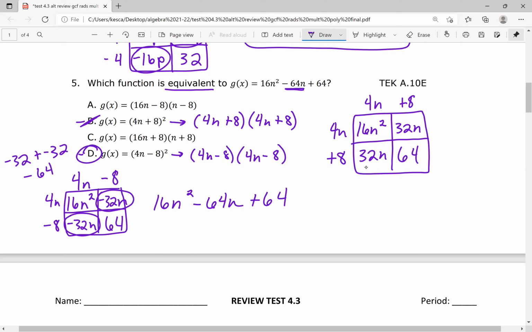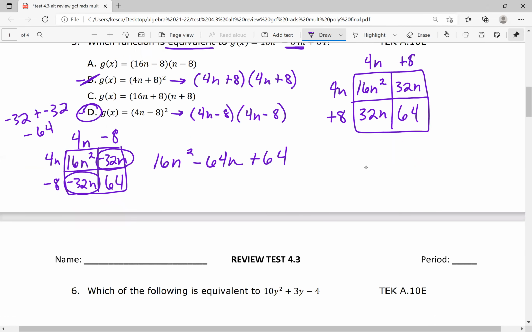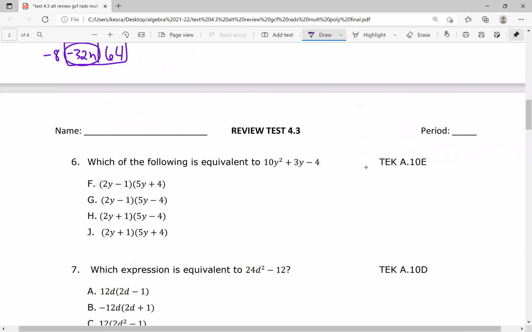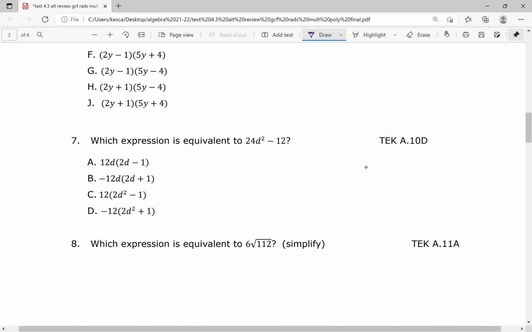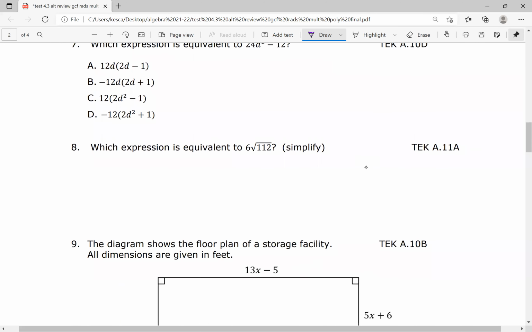And if that one didn't work, we'd have to do the box method with A and C and figure out which one would. So the whole thing on this test is using your answer choices to get back to your original. So number 6 will be the same technique. Number 7 will be the same technique. Number 8, what are we going to do with these? Type the answer choices in the calculator. Match them up. If you want to do the factor tree, that's great. We can do that too.